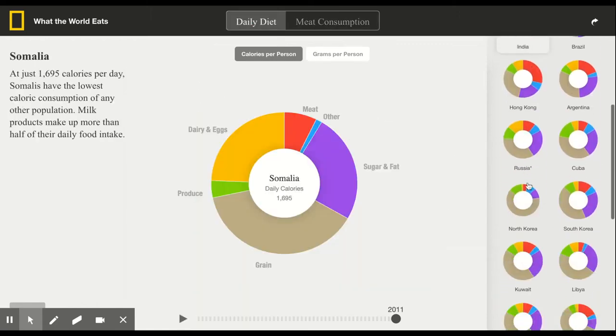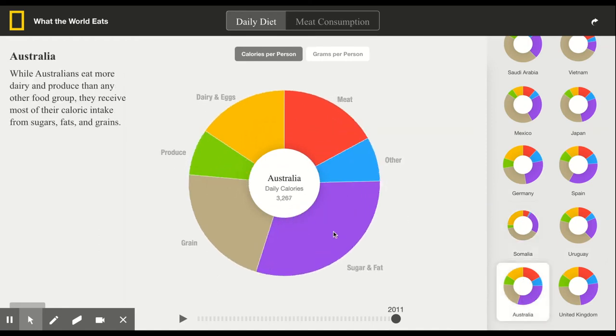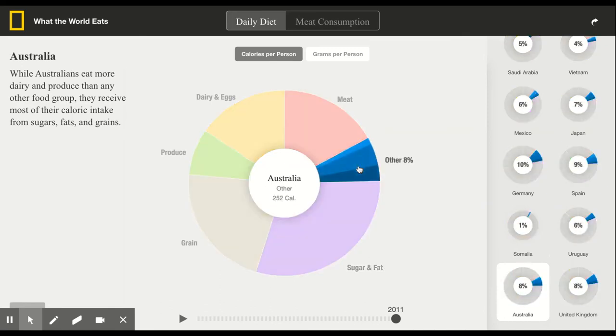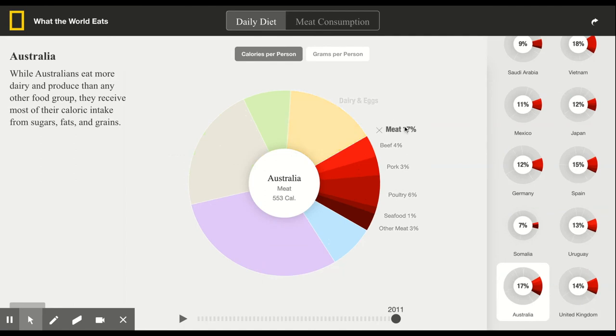So this is a very interesting resource for students to be able to play around with, and the students that I've used it with have really enjoyed being able to actually look at these graphs and manipulate them and see, for example, okay, here in Australia, sugar and fat, how much is that? Even to some extent, what type of meat are they eating?